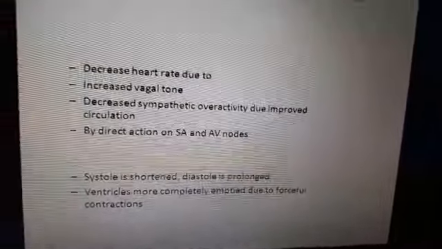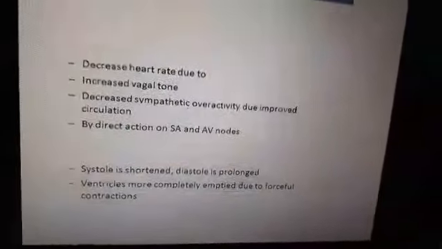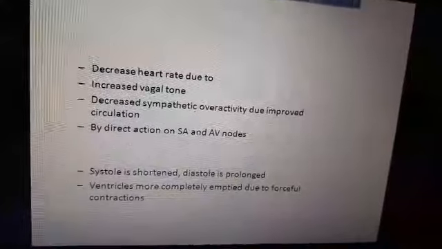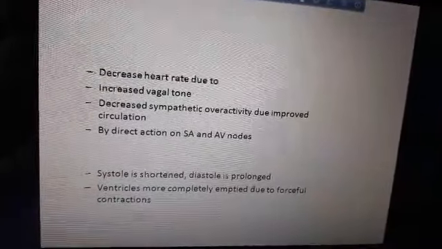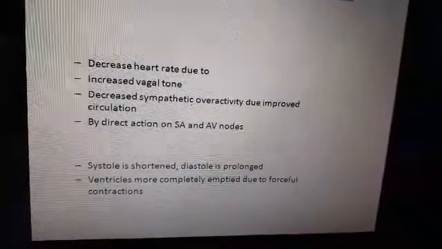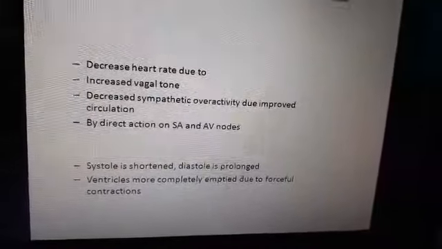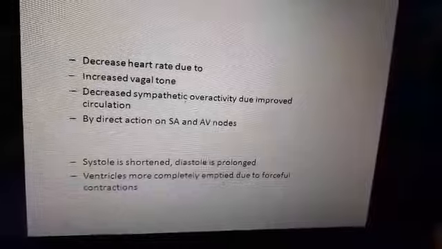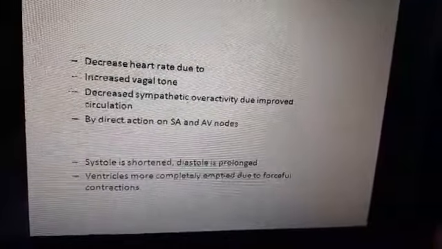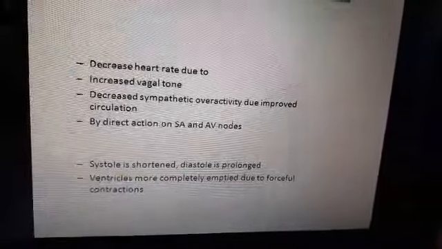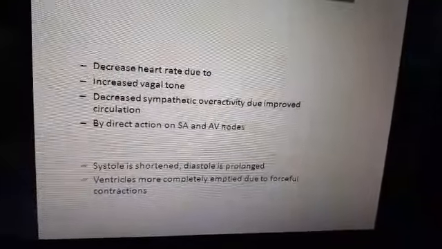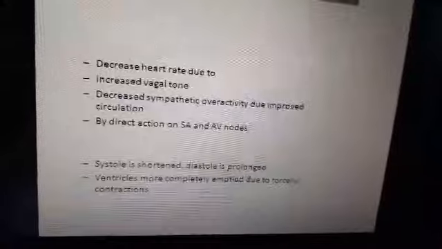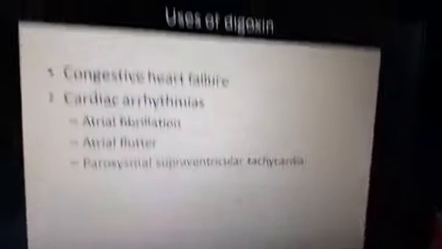Systole is shortened, diastole is prolonged. Whenever the heart rate is slowed down, there is relatively more prolongation of the diastolic period, systole is shortened, and ventricles are more completely emptied due to forceful contraction. So though the heart rate is slow, with each beat the ventricle is emptied better, and that will cause increased perfusion. So what are the uses of digoxin?